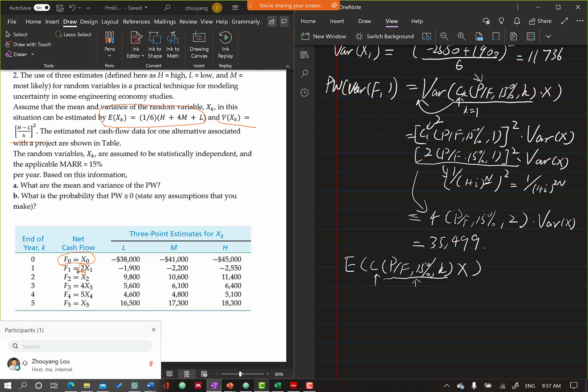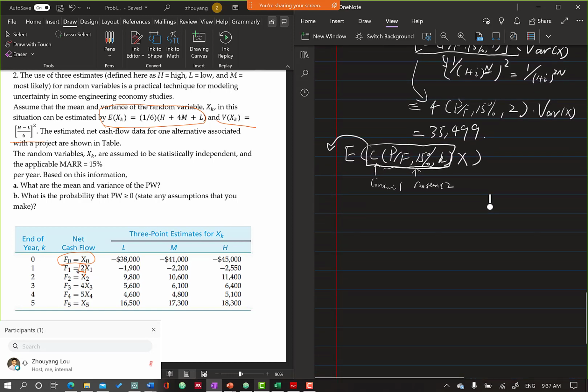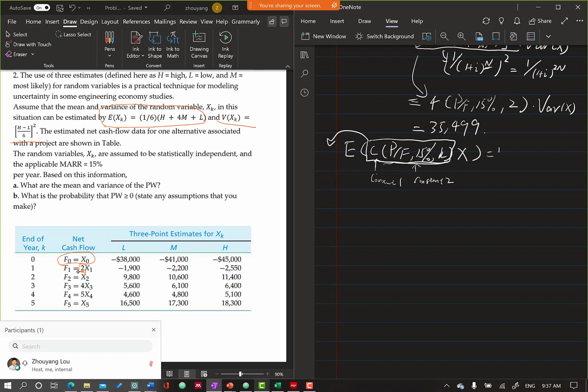So this constant 1 and constant 2, you can just think of them as 1 and bring that out. That would be the same thing to calculate the present worth of the EX or EF.